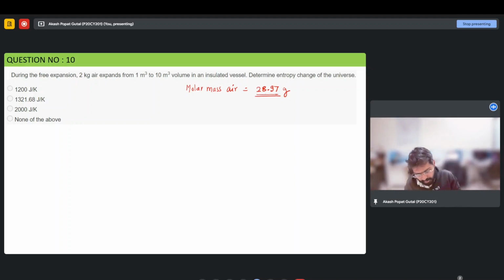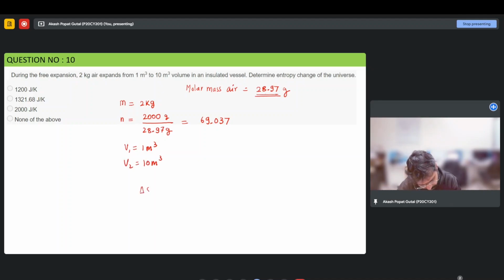So we know the formula. We'll solve this question. Let's take out the given. The mass of air is given as 2 kg. We'll calculate the moles. The number of moles is 2000 gram divided by 28.97 gram, which is giving 69.037. And V1 is given as 1 meter cube, V2 is given as 10 meter cube. Expansion is happening, and we know the formula: change in entropy is equal to nR ln V2 by V1.